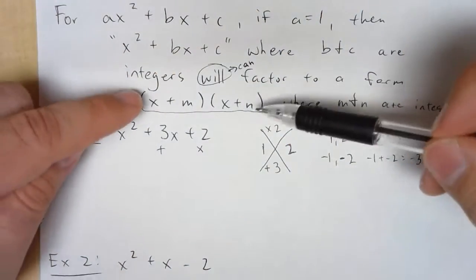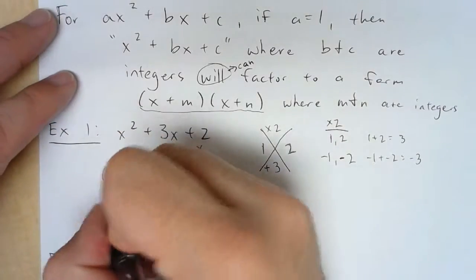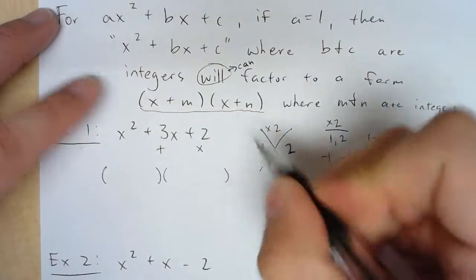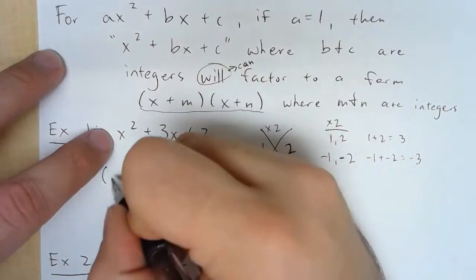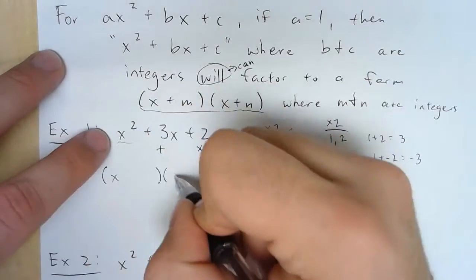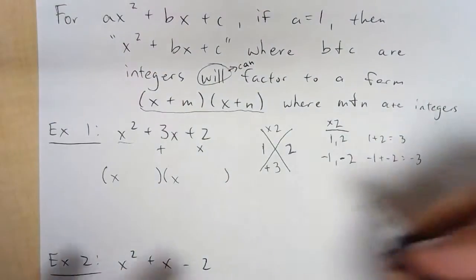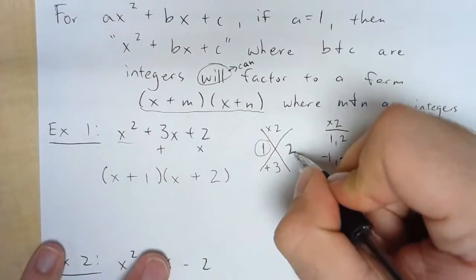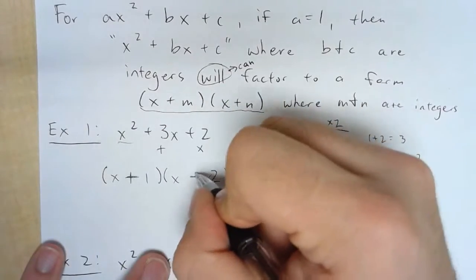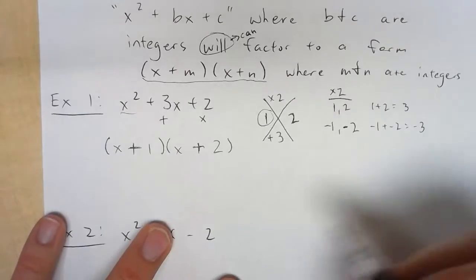So I want to be in this form. So I'm going to set up two parentheses with space enough for two different terms on the inside. We're going to look at the front. We know that x times x is going to give us x squared. We know we have a positive 1 from this guy and a positive 2 from this guy, so plus 1 and plus 2, and then we can check ourselves by distributing back out.